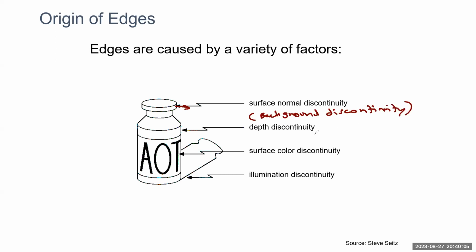And then there's the surface color discontinuity. In the same surface, there are two colors, right? So there's a surface color discontinuity. And then there's an illumination discontinuity. So you can see there's a shadow here. So there's illumination discontinuity here. So there are different types of discontinuities that you can look at in an image and identify, right?